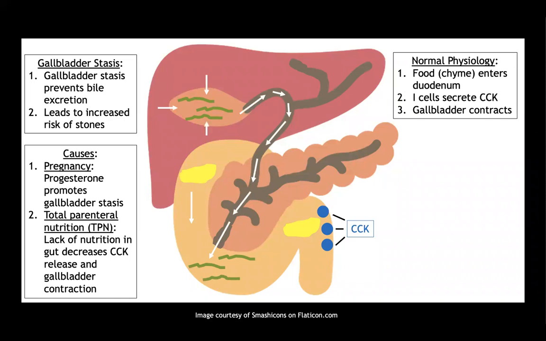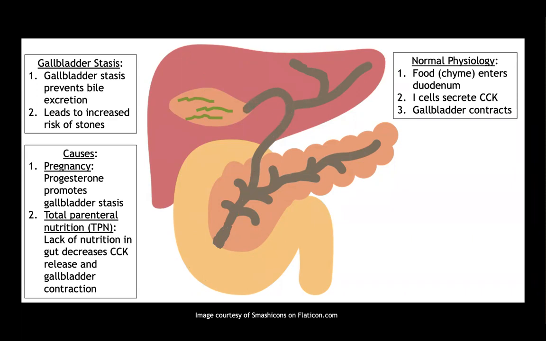in your duodenal lumen. The problem with total parenteral nutrition is that you lose any sort of fatty acids or amino acids in your gut. So your I cells are not going to be producing that CCK, which will make it so this bile is not contracting out and you can form a gallstone.